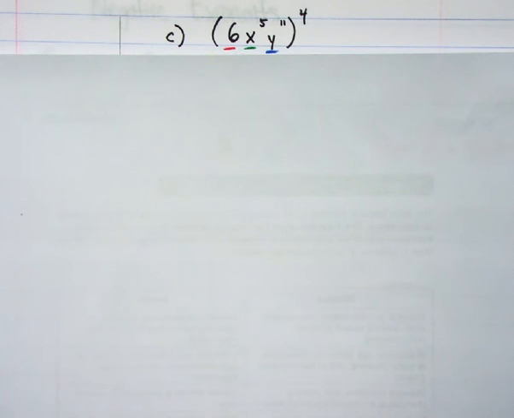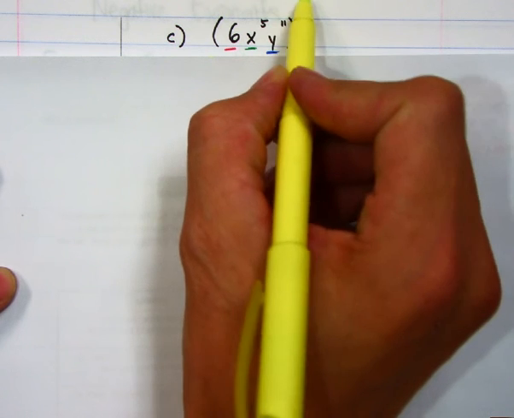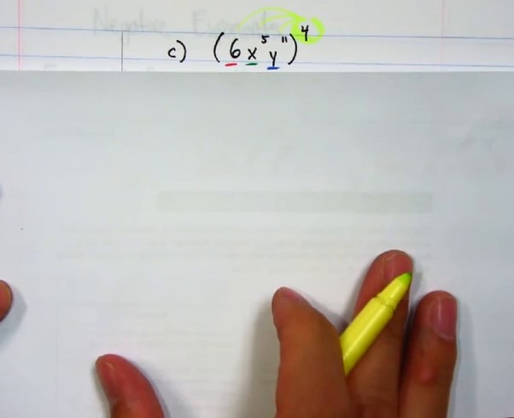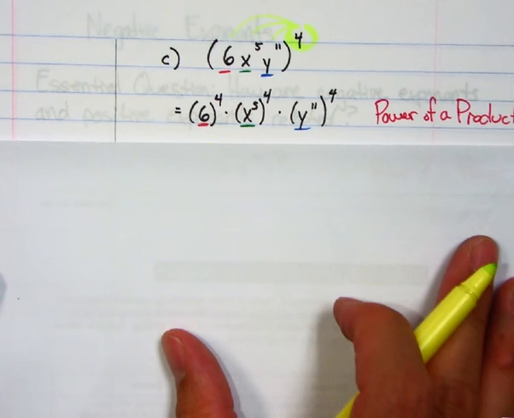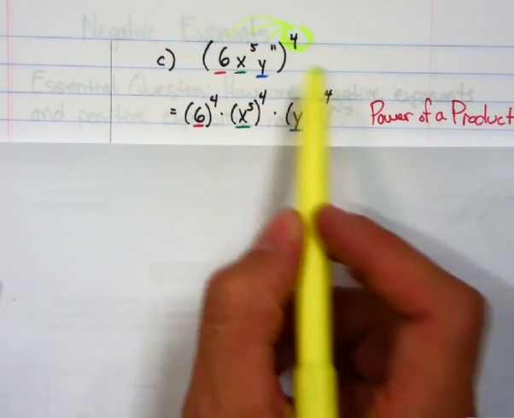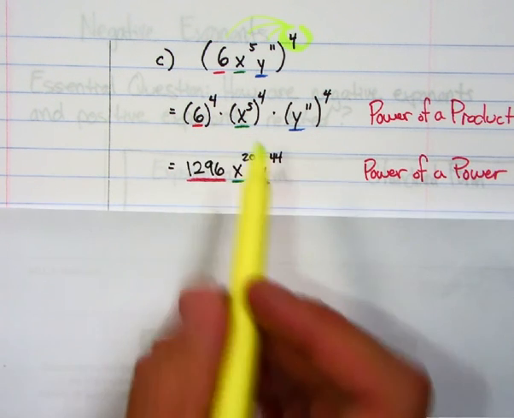Here's one more example for you. So look, I've got 3 bases here. 6, x to the 5th, y to the 11th. All of them are taken to the 4th power. So this 4th power applies to all of the bases, all 3 of them. And so that's going to look like this. 6 to the 4th, x to the 5th to the 4th, y to the 11th to the 4th. Just like that. Then we simplify.